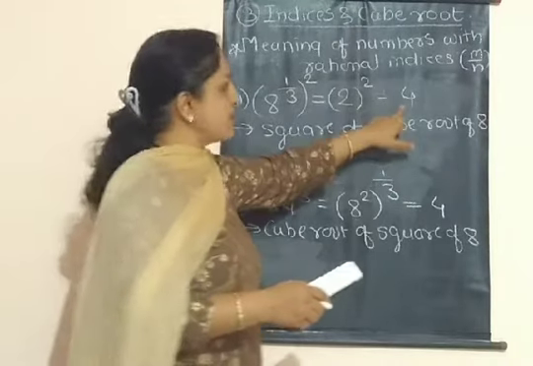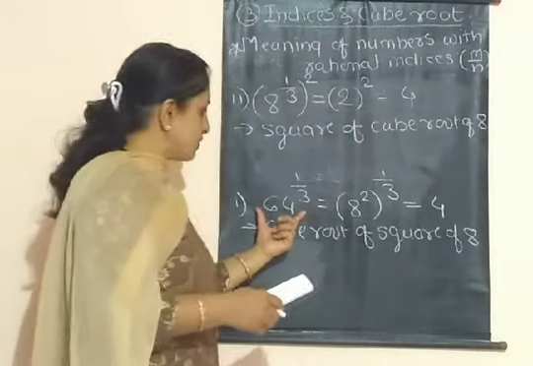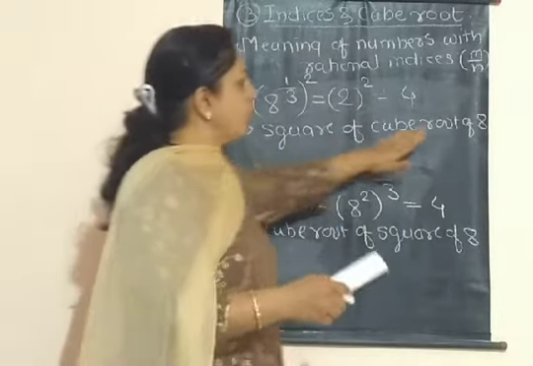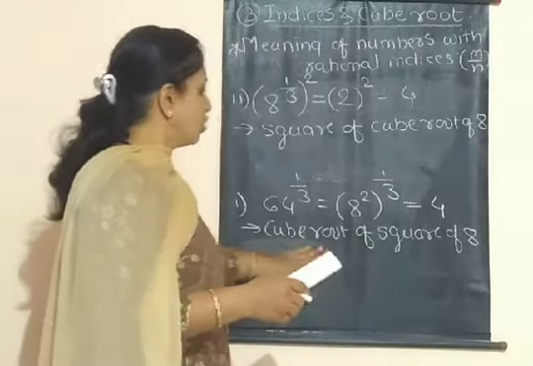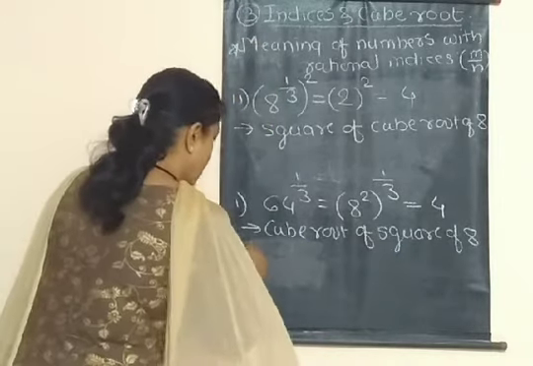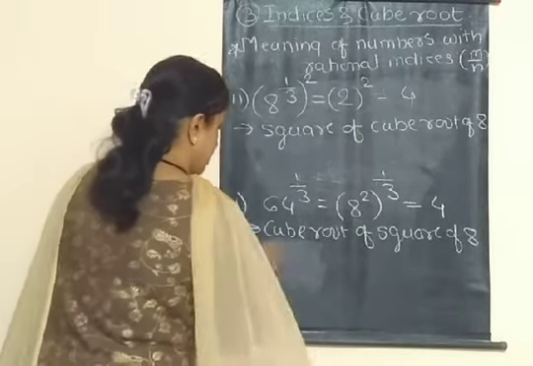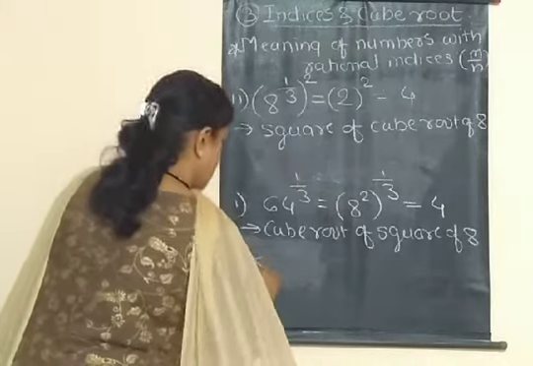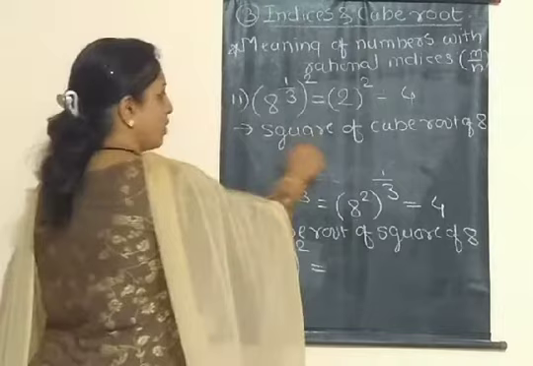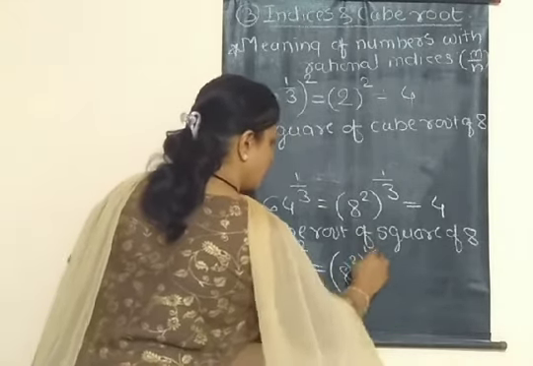It means you can write the same number in these two different forms and we will get the same answer. For the first form we get the answer 4, and for this form also we get the answer 4. It means the square of the cube root of 8 is equal to the cube root of the square of 8, isn't it? Let us write in this form: 8 raised to 1/3, its square, the square of the cube root of 8, is equal to 8 square raised to 1/3.